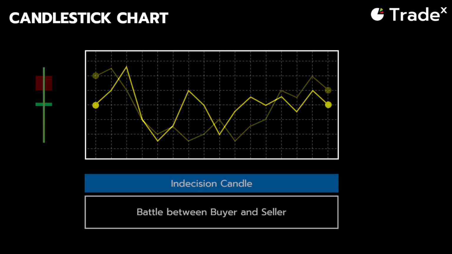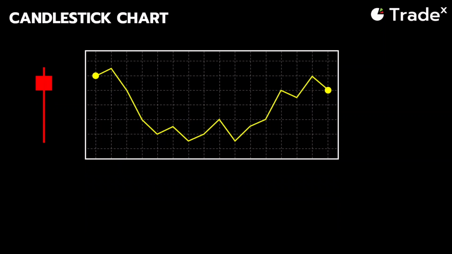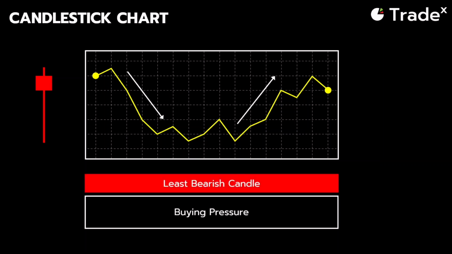The last example is quite interesting. Typically, a red candlestick indicates a downtrend in the market. However, if the candlestick has a very long lower wick, it suggests strong buying pressure that pushed the price back up, nearly turning the candle green. This type of candlestick represents the weakest form of bearishness due to the significant buying pressure.